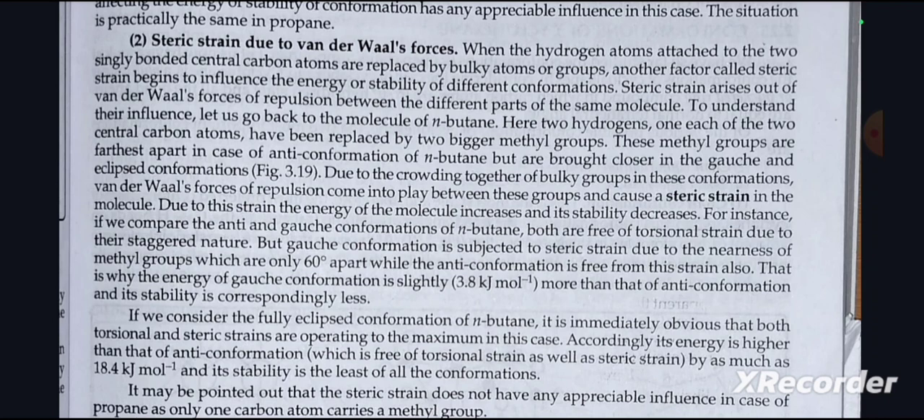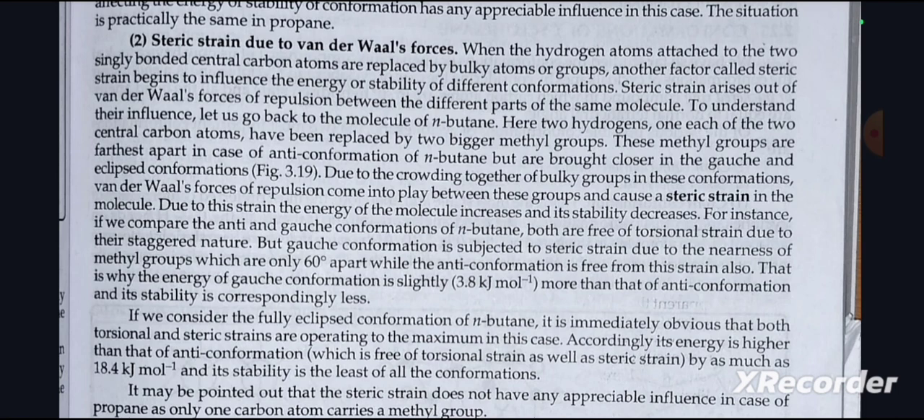Steric strain arises out of van der Waals forces of repulsion between the different parts of the same molecule. To understand their influence, let us go back to the molecule of n-butane. Here, two hydrogens, one each on the two central carbon atoms, have been replaced by two bigger methyl groups. These methyl groups are farthest apart in the anti-conformation of n-butane, but are brought closer in the gauche and eclipsed conformations (figure 3.19) due to the crowding together of bulky groups.